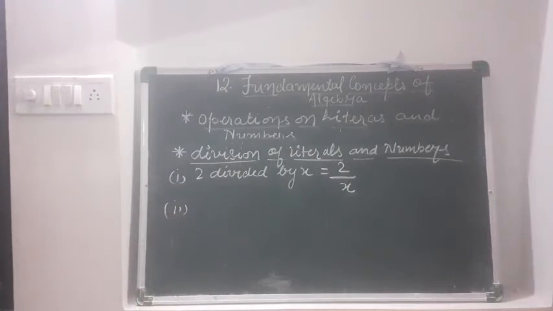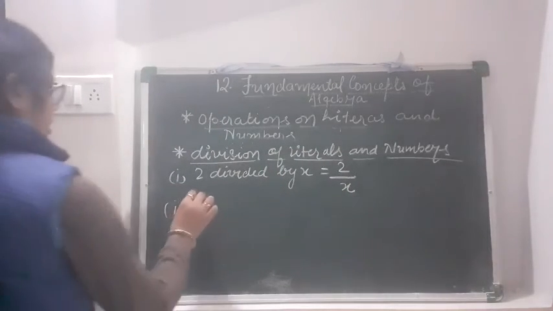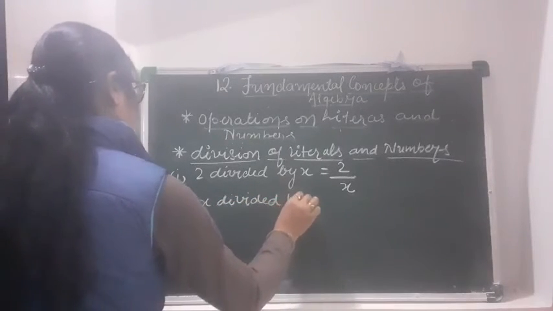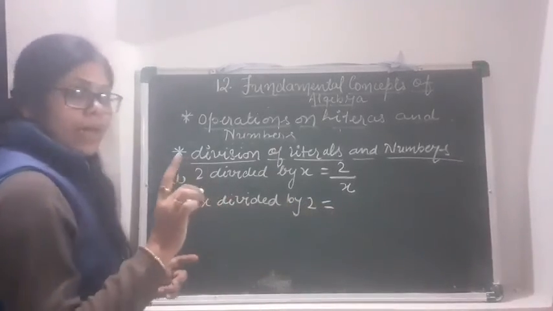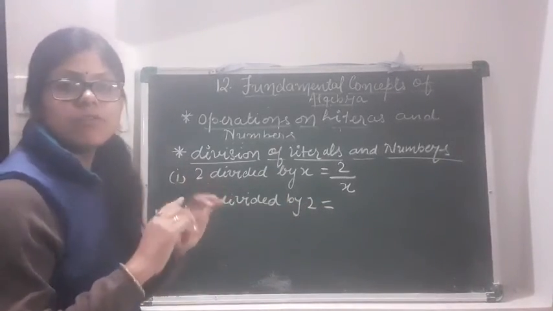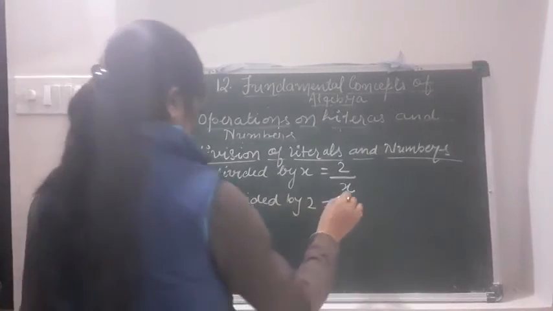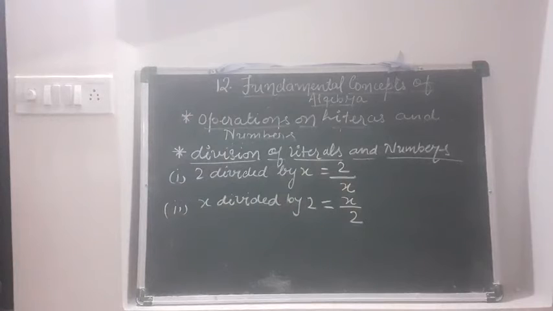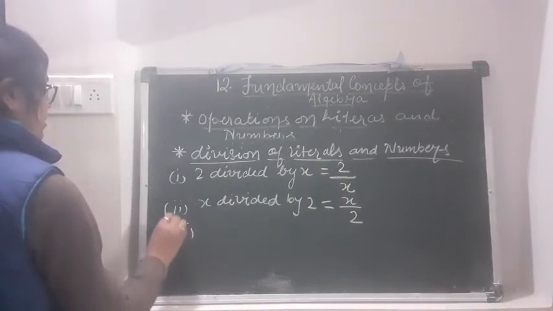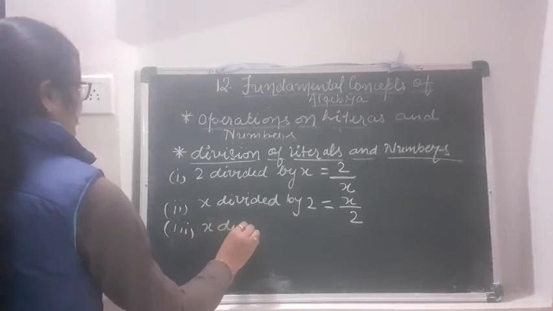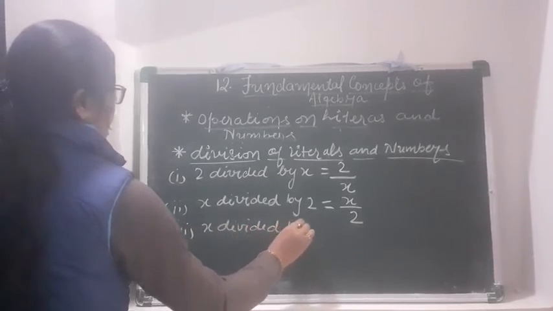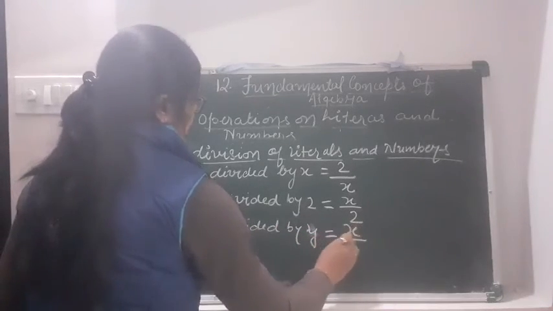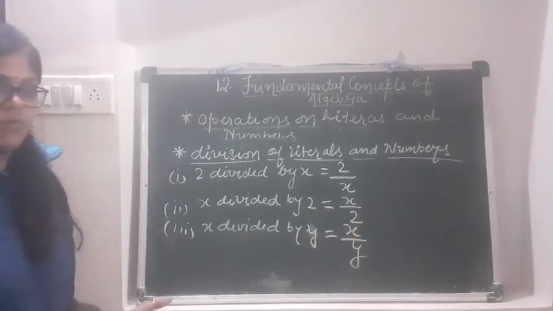If it is given that x divided by 2, x is being divided by 2, just translate it into Hindi and then do it. That means x upon 2. If the question is given x divided by y, means x is being divided by what? By y, x upon y. And this way we will write.